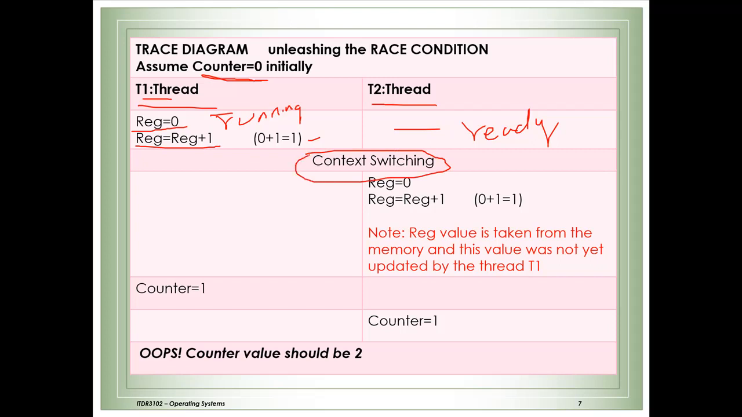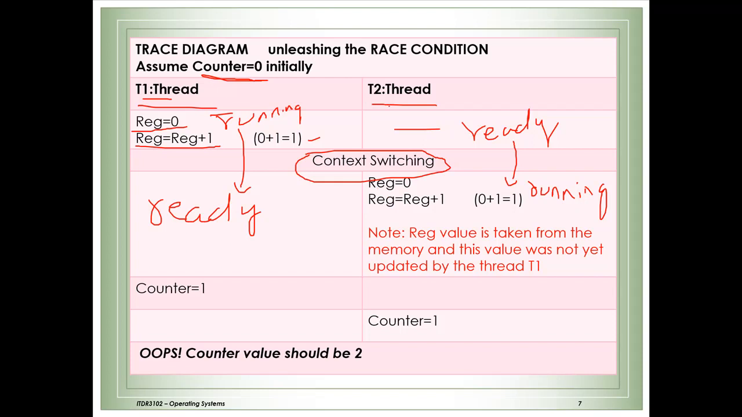That is, T1 is preempted, taken out from the CPU, and T1 goes to ready state. Its state changes from running to ready, and T2 from ready state moves on to running state. Now what happens after the context switching? T2 is running and T1 is in ready state.